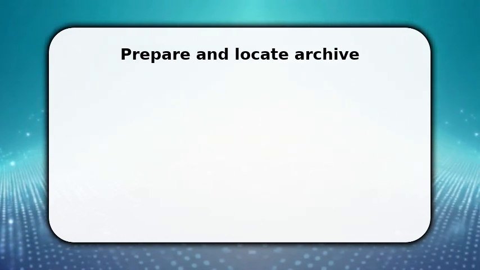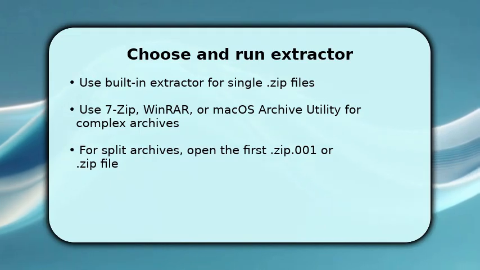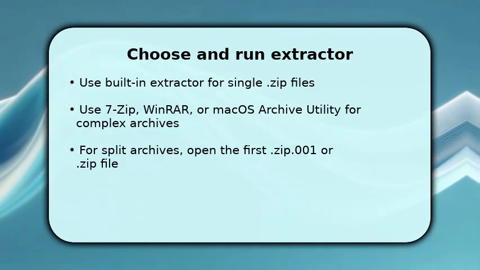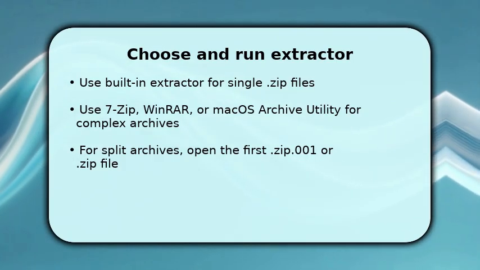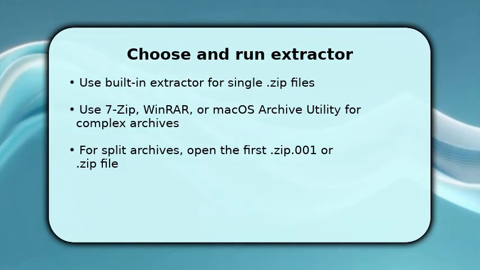Now pick the appropriate extraction tool based on file type. Windows and Mac OS have built-ins for standard zip, but third-party apps like 7-Zip or WinRAR handle split or compressed formats more reliably. Once selected, right-click the archive and choose Extract or Extract here.